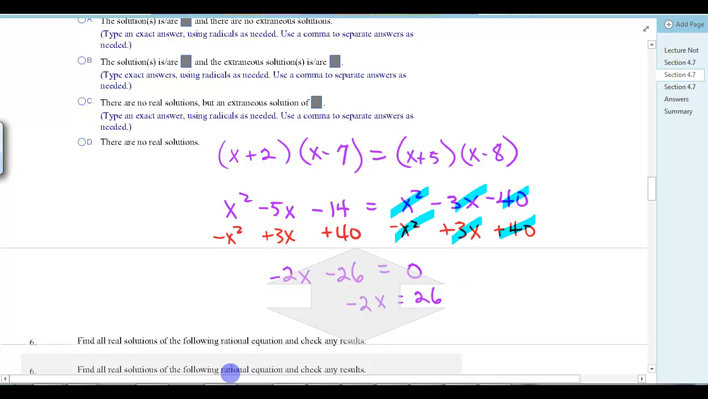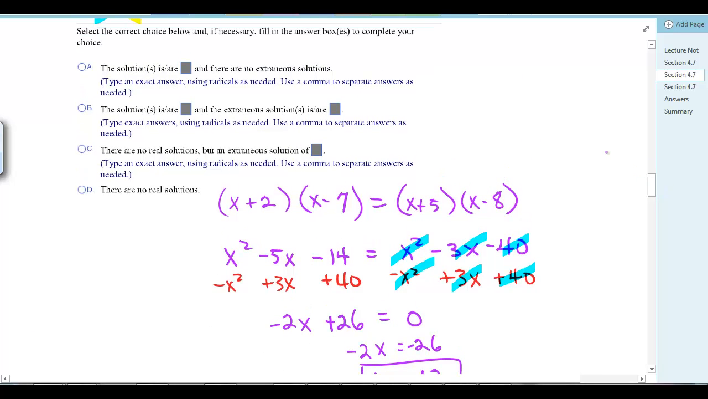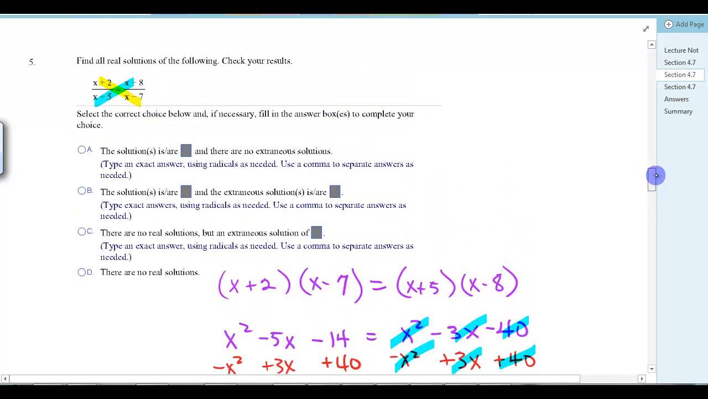And so x equals, and this was a positive 26, so that made a negative 26 there, and so I have a positive 13 for my solution. And let's look at our possibilities. Is 13 a problem? It's not a problem in either of the bottom ones, so we can just have A as our solution, and 13 goes in the box.